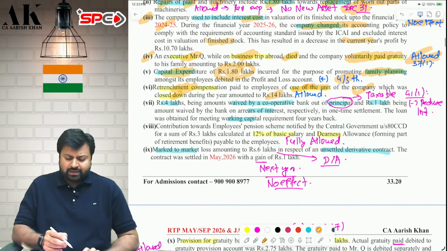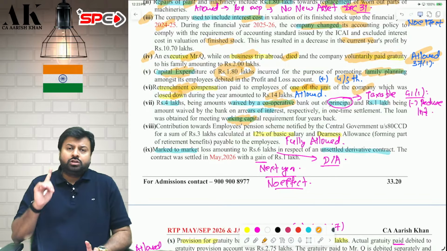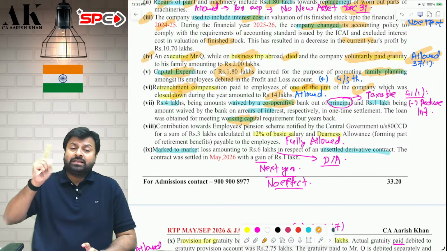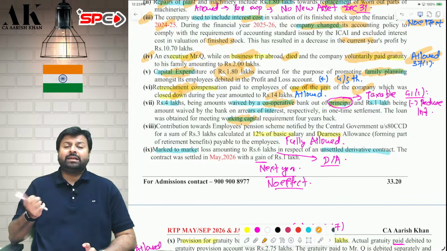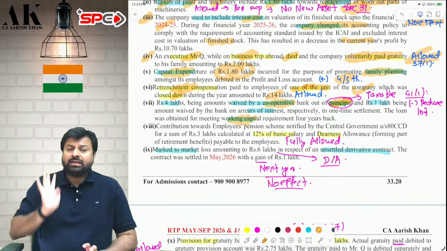Next adjustment we have done earlier, you have taken some loan from a cooperative bank for working capital. So you have taken a working capital loan from a cooperative bank. Now the bank is waiving the principal and the interest both. So waiver of principal will be termed as remission and cessation of a trading liability. Therefore, it will be taxable. So let it be part of PGBP income.